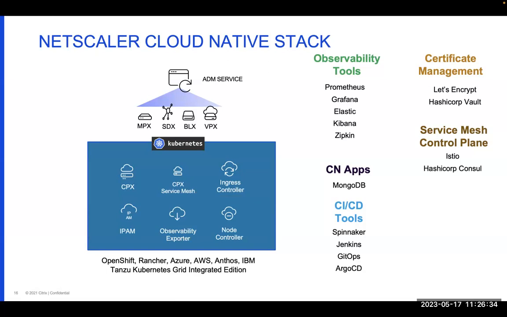And NetScaler engineering has invested a lot of effort in integrating with third-party observability tools, like Prometheus, Grafana, Zipkin, and so forth. CI/CD tools, cert management, and service mesh control planes like Istio and so forth. So there's been a lot of work already done in this area. This is something that's very mature, and we are still heavily investing our resources to fit NetScaler as a very powerful deployment use case in the cloud native stack.